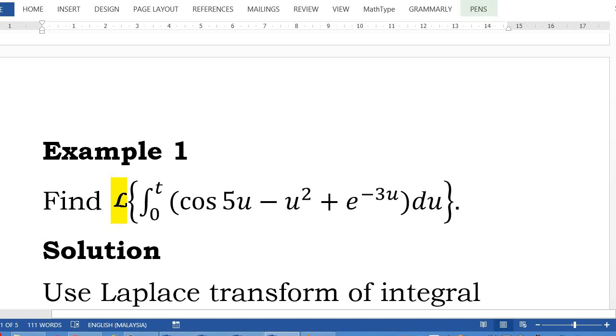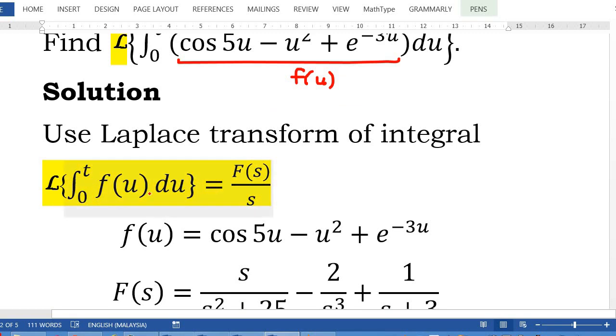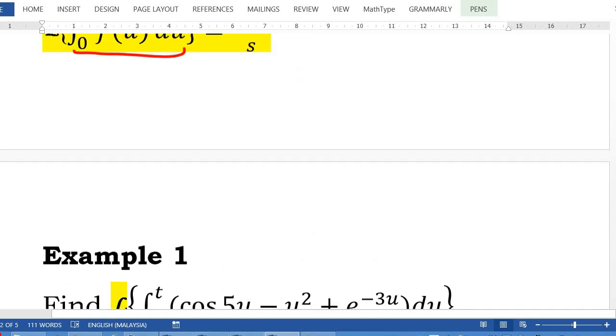Example 1. Find the Laplace transform of the integral of cos 5u minus u squared plus e to the negative 3u, du, from 0 to t. This is the f(u). You have the form of the Laplace transform of the integral of f(u) du from 0 to t. Using the Laplace transform of the integral of f(u) du from 0 to t, the result is F(s) over s.